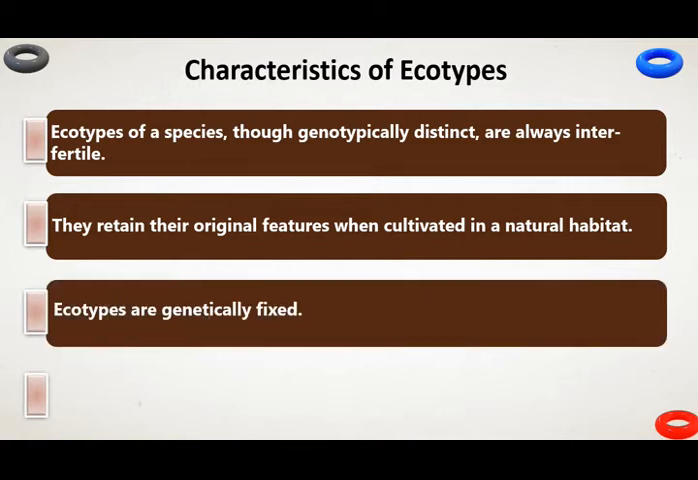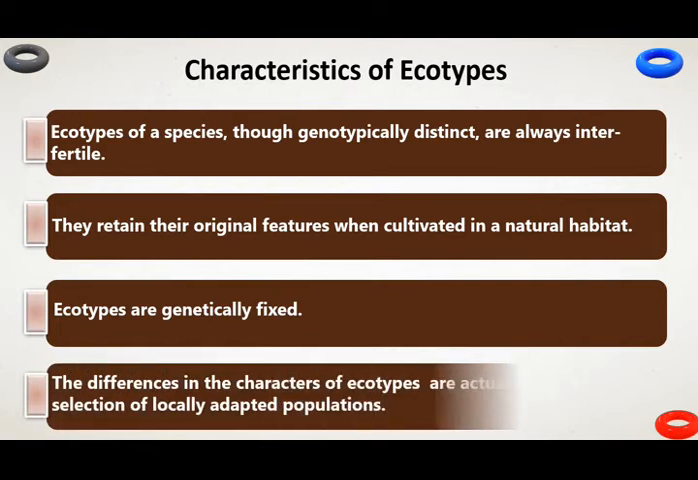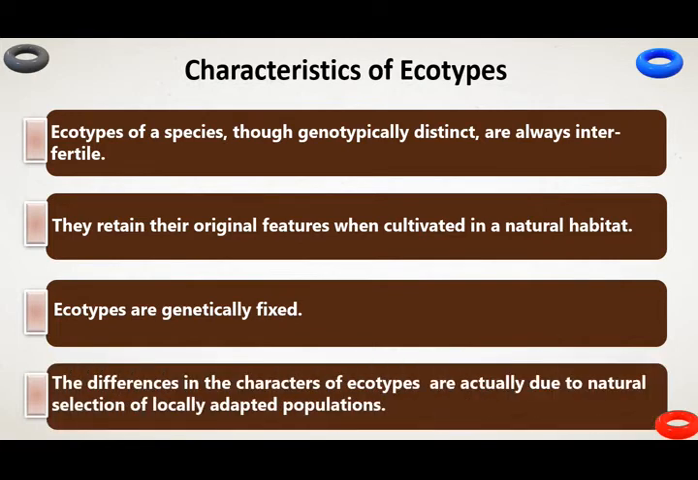Ecotypes are genetically fixed. That is, one ecotype is different in genetic composition from the other, but they are all interfertile. The differences in the characters of ecotypes are actually due to natural selection or locally adapted populations. That is, whatever variations we see are due to adaptations.